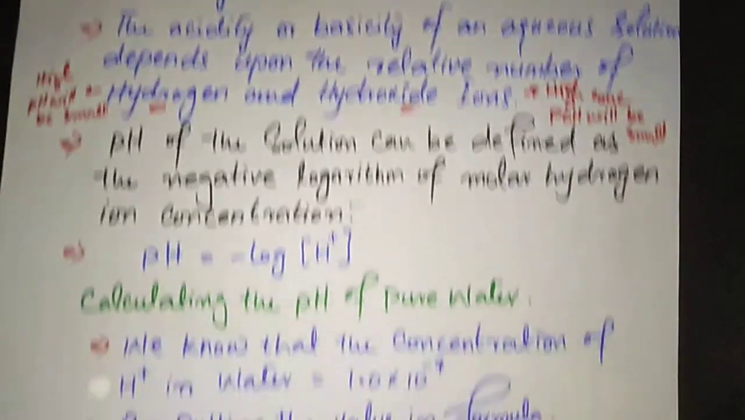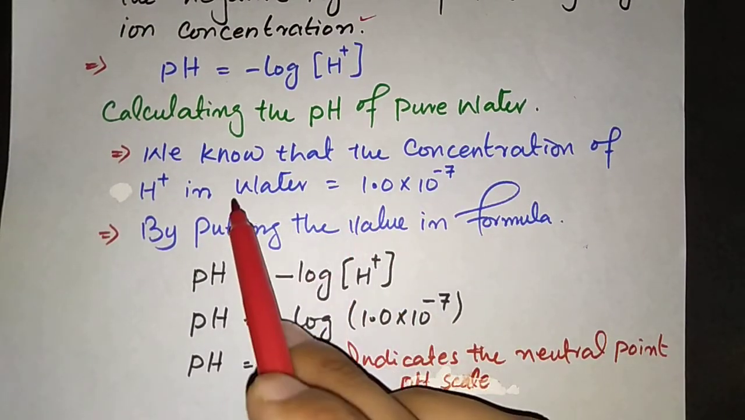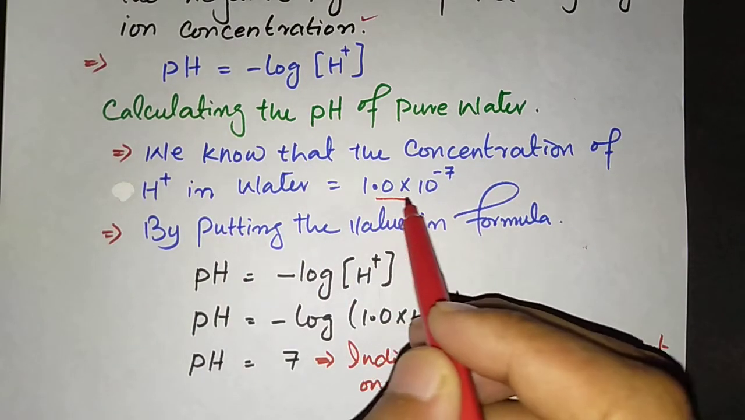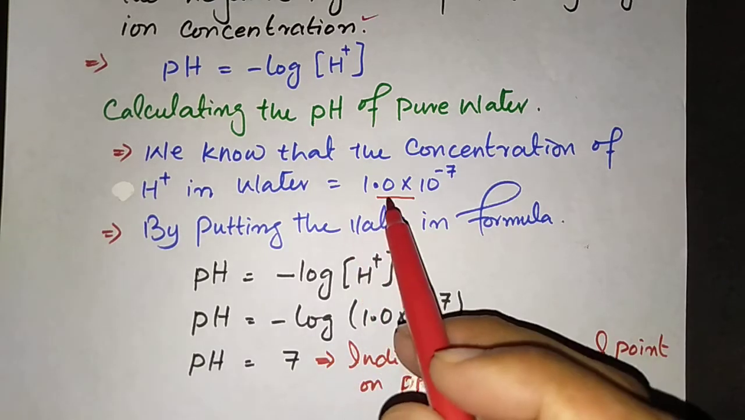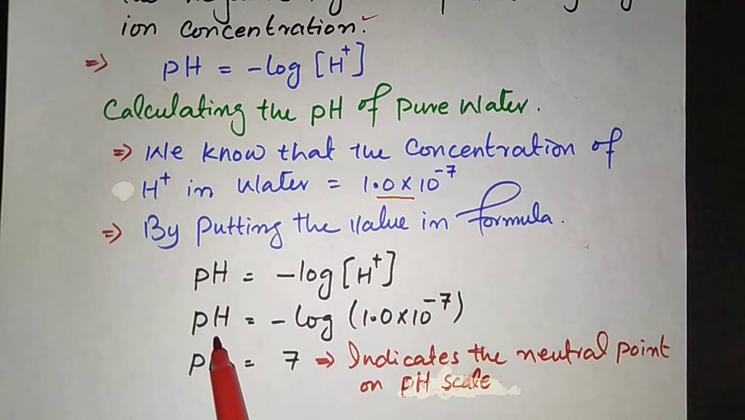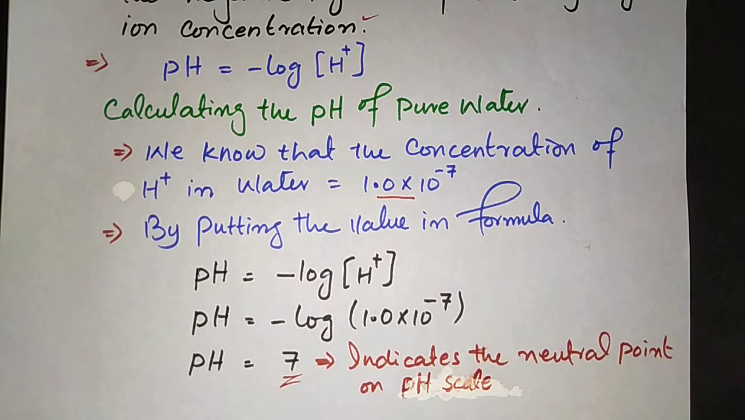Let's just calculate the pH of the water. We already know that hydrogen ion concentration in water is 1.0 into 10 power minus 7. We discussed this point in our previous lecture in detail. By putting this hydrogen ion concentration into the pH formula, pH is equal to negative log of 1.0 into 10 power minus 7, and when we take the negative log of 1.0 into 10 power minus 7, the answer becomes 7.